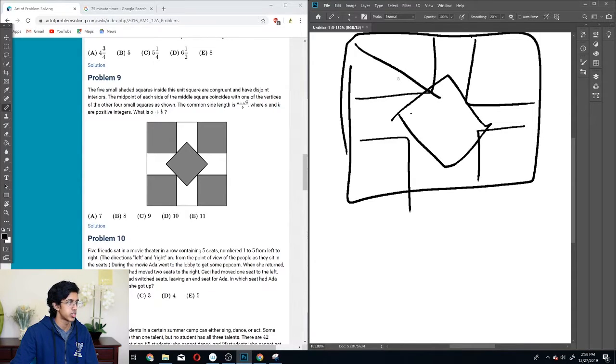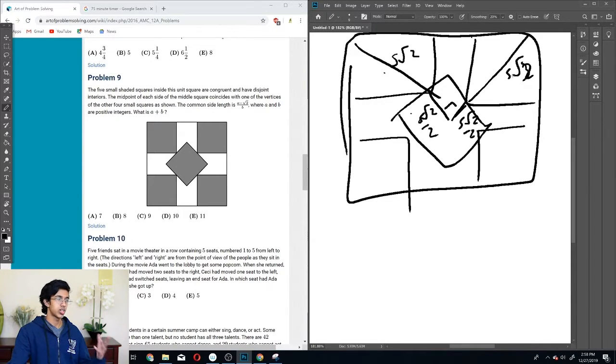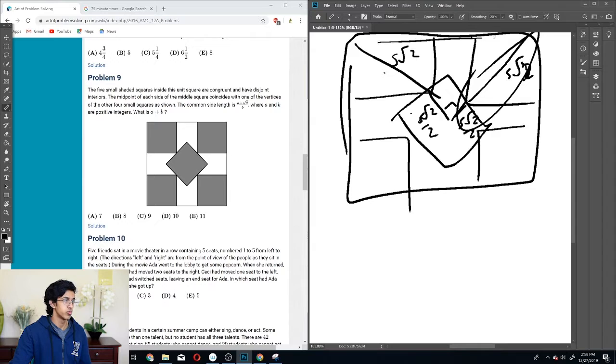So we could write that this is s root 2, then this is s root 2 over 2, and then this is another s root 2 over 2, and then this would go all the way over here, which is s root 2. So basically s root 2. So this is like a 45, 45, 90 triangle over here. There's a 90-degree angle. So we could say that this whole side length times root 2 is equal to 1.